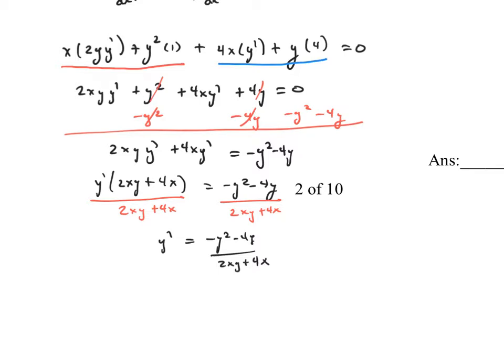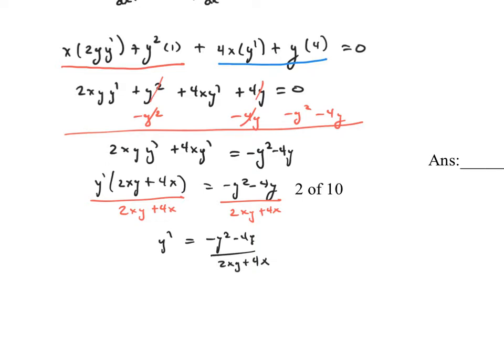Is there anything else I can do? Well, maybe there is something I can do. For instance, I see a negative sign on top and I see a y on top, so I could certainly factor out a negative y there. I see a 2x that I could factor out of the bottom, so I could try factoring that and see if anything else really happens. But in all honesty, it's not going to do me any good.